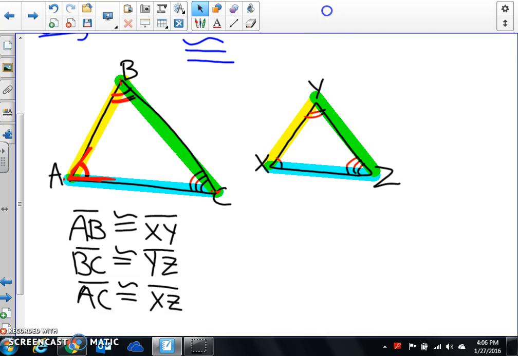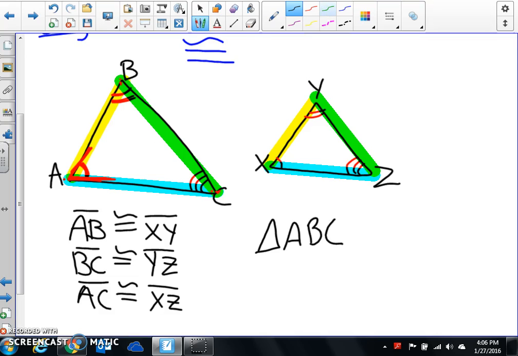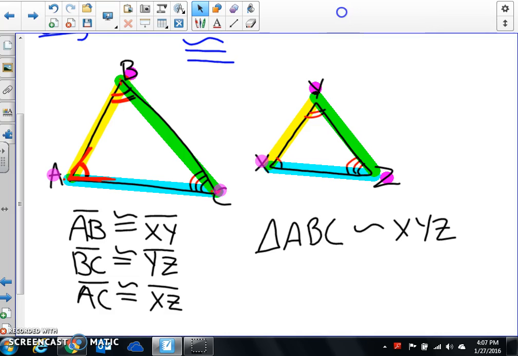Okay. Finally, we would say that these are similar. So we would say triangle ABC is congruent to, oh, sorry, not congruent. We're talking about similar. Is similar, which is just this, is similar to, so if I went A, B, C, I got to go X, Y, Z. So X, Y, Z.